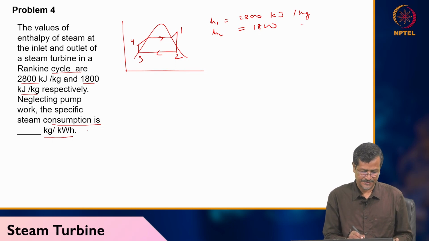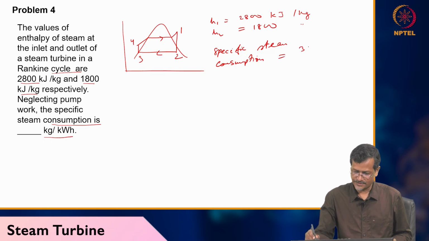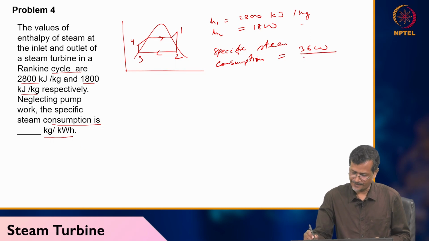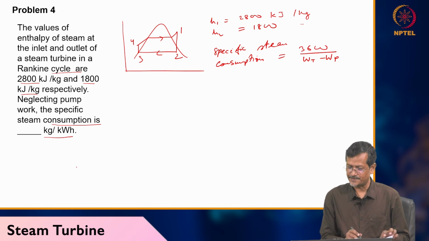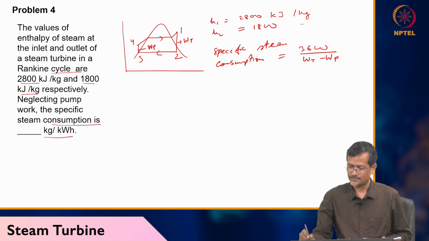Steam rate, or specific steam consumption, equals 3600 divided by WT minus WP. So specific steam consumption is 3600 over WT minus WP. WT means the turbine work, WP is your pump work. So 3600 is coming from the time change.